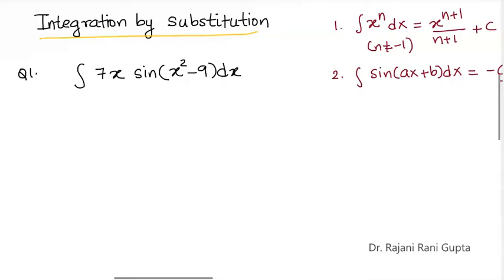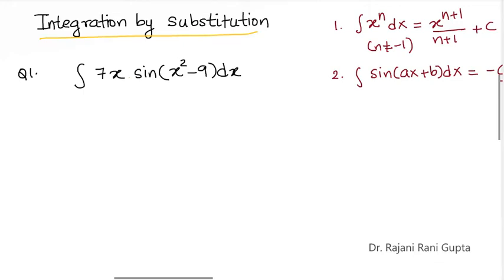Today we will see how to solve this integral. So what is the integral? The integral of 7x sin(x² − 9) dx. Now the first thing is that we should know that this is not a direct integral question. How do we know that?